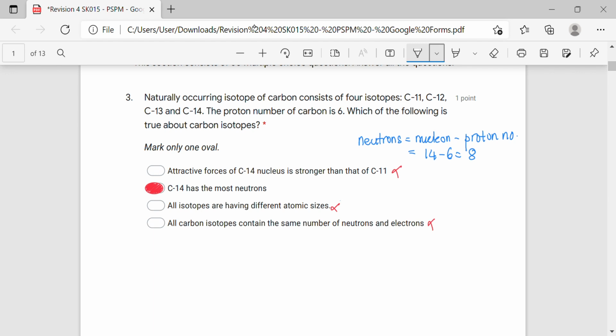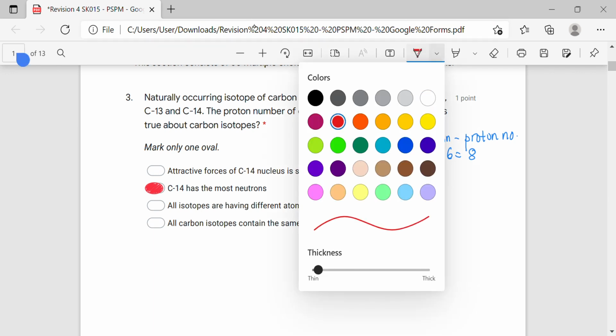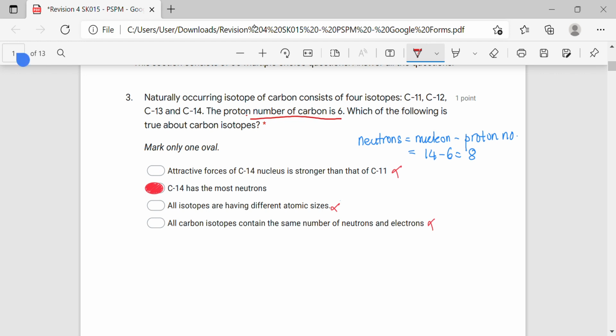So, given proton number is 6. Which of the following is correct about carbon isotope? So, attractive forces of carbon 14 is stronger than carbon 11. Okey, sebenarnya attractive forces dalam setiap isotop ni akan jadi sama sebab dia refer kepada elemen yang sama. Okey, isotop ni tak menggambarkan saiz.